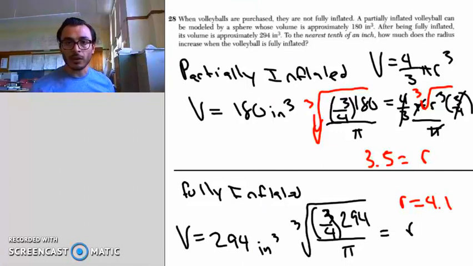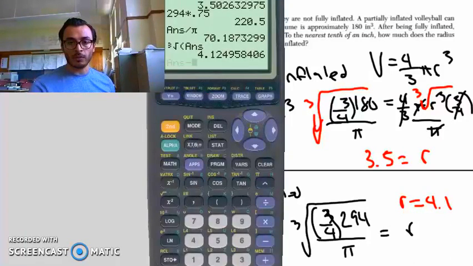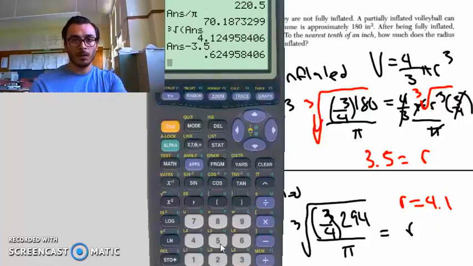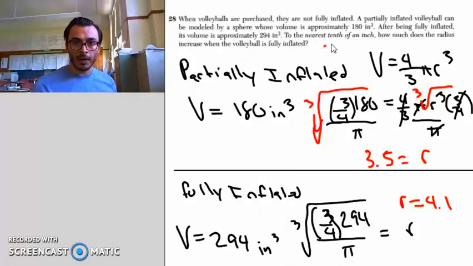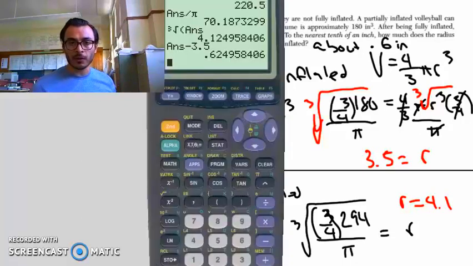So what's the difference in the radius? How much does the radius increase when the volleyball is fully inflated? Well, what's 4.1 minus 3.5? You get about 0.6. So our answer to the nearest tenth, we're going to say about 0.6 inches, right? Is that rounded correctly? Yeah, about 0.6 inches.